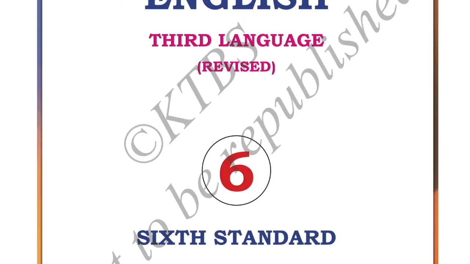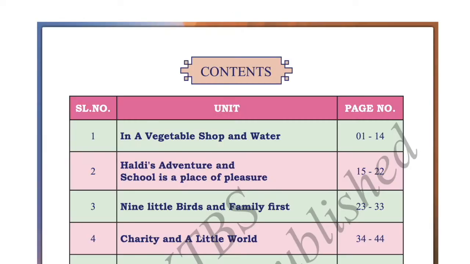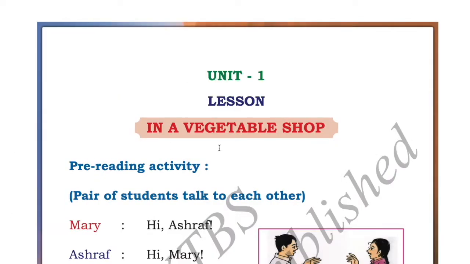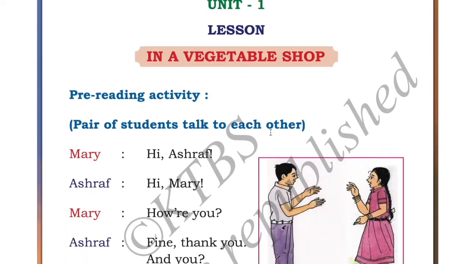We will be starting with the first lesson. So the name of the first lesson is In a Vegetable Shop and Water. Let's look at what the lesson is about. So Unit 1, Lesson in a Vegetable Shop.